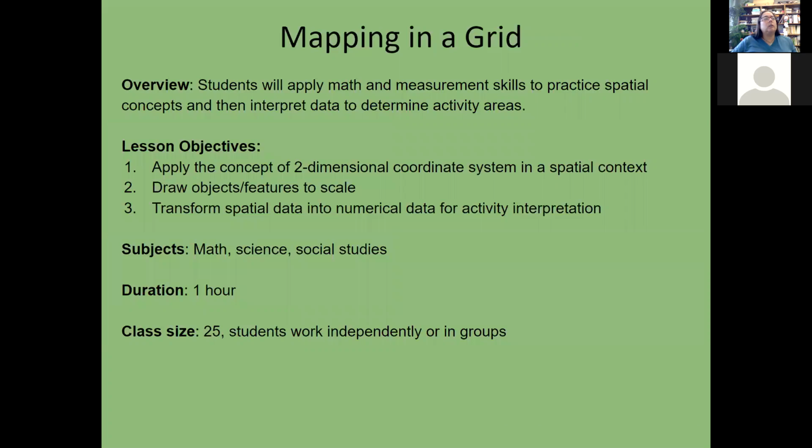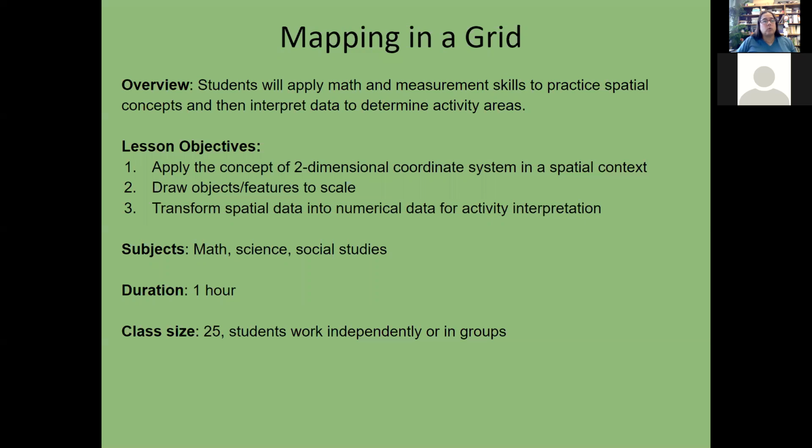So first of all, in this activity, the students would apply math and measurement skills to measure and understand spatial concepts, and then later take the data they collected from those spatial things and look at different activity use areas at an archaeological site. They're going to apply the concept of a two-dimensional coordinate system, the XY coordinate system, and then they're going to draw features to scale. That continues to be a challenging thing even for adults to do. And then they're going to look at the spatial data and change it into numerical data for activity interpretation. This obviously includes math, science, and then when you're talking about the activities, social studies.